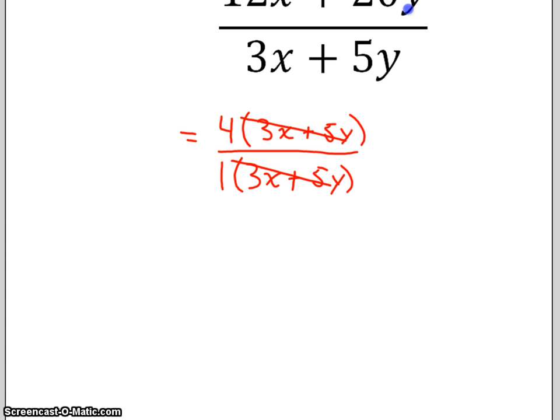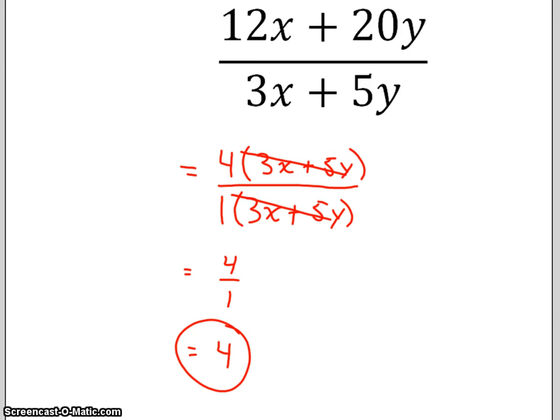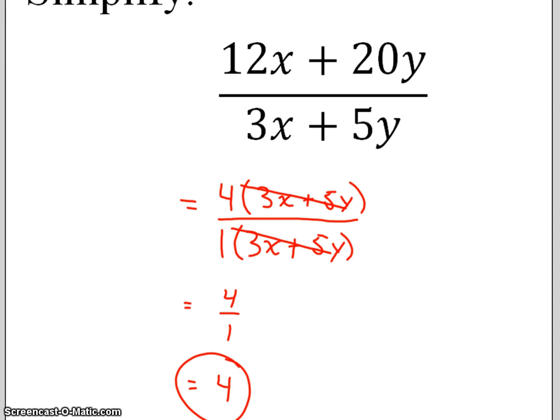Our numerator is 4 times the quantity 3x plus 5y. The denominator is 1 times the quantity 3x plus 5y. And this simplifies to 4 over 1, or just 4. So when you want to simplify rational expressions, the first thing is to factor the numerator and the denominator if possible, and then cancel out common factors. And your factors are going to be expressions now.